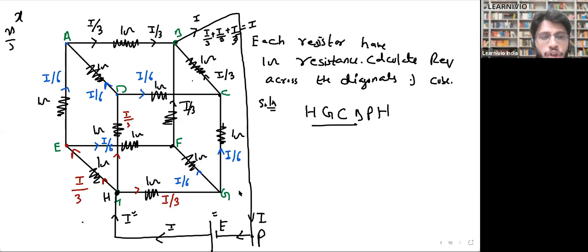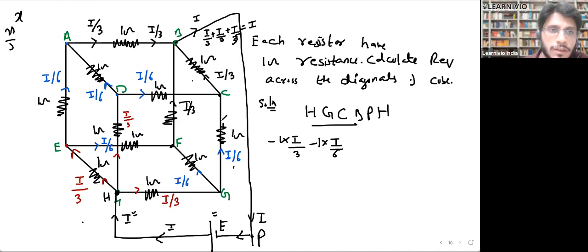See, let's start from H to G. Current is I by 3, resistance is 1 ohm. You will write this as minus 1 into I by 3 because you are moving in the direction of current. Then G to C, you're again moving in the direction of current. Current is I by 6, resistance is 1 ohm. So we'll write this as 1 into I by 6. Then going from C to B, it's minus 1 into I by 3.